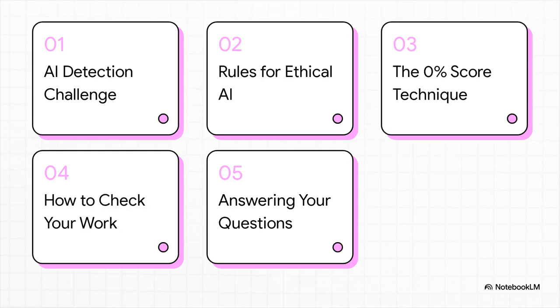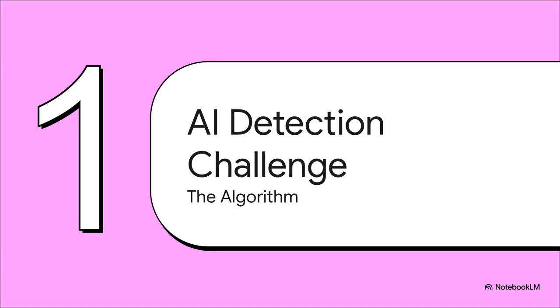All right, here's our game plan. First, we'll break down the AI detection challenge itself. Then we'll get into the rules for using AI ethically. After that, the main event, the 0% score technique. We'll also cover how to check your own work and wrap up with a Q&A on your biggest questions. Ready? Let's do this.